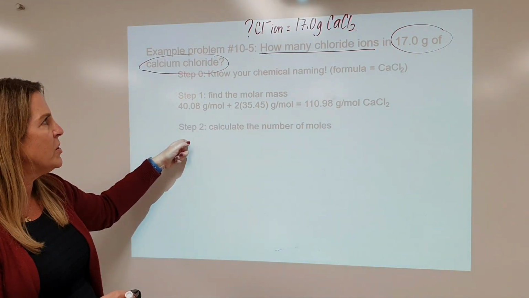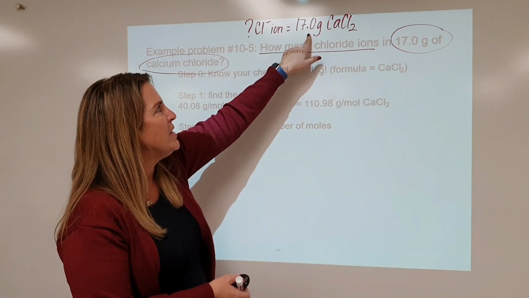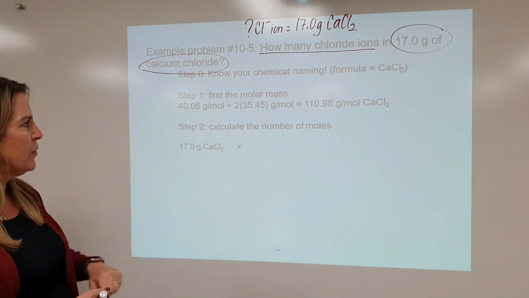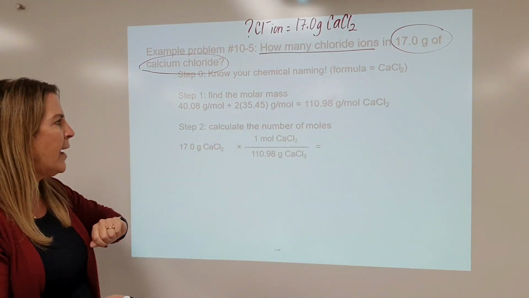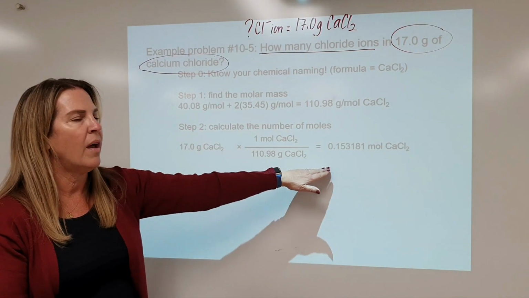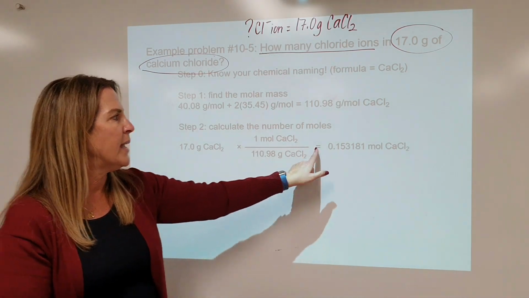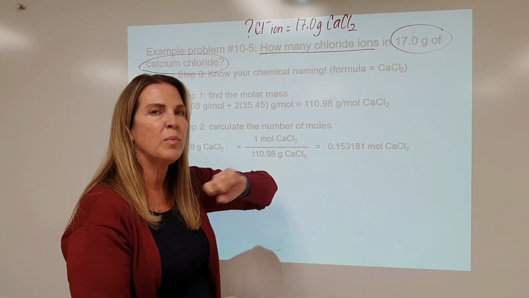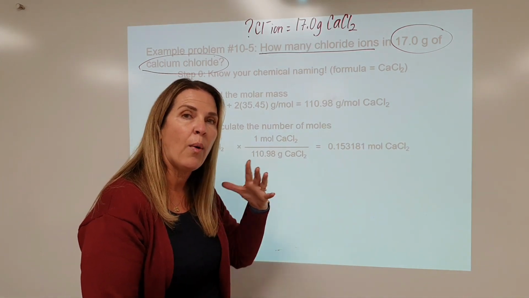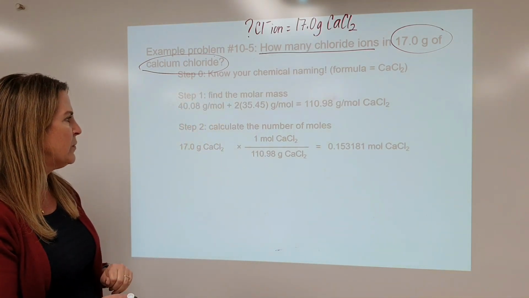Calculate the number of moles. So we're going to start with 17 grams of calcium chloride, and we are going to use the molar mass of calcium chloride to get moles of calcium chloride. Now, take a look at all those numbers. No rounding here. This is a multi-step calculation, so we carry all of those numbers.